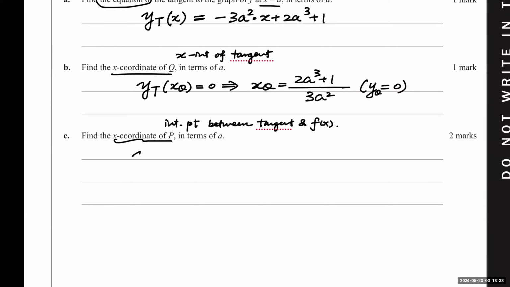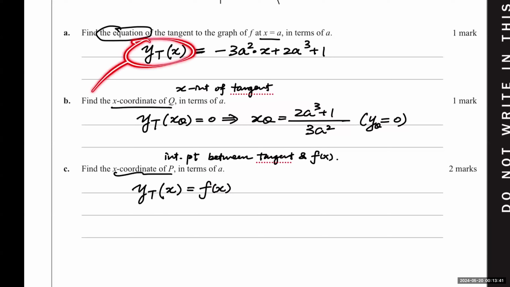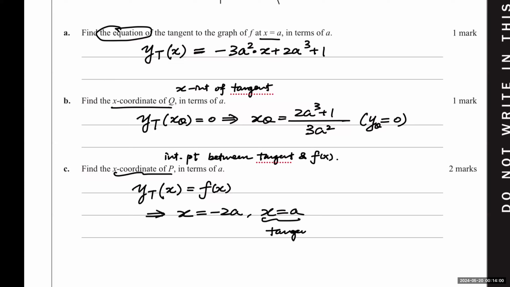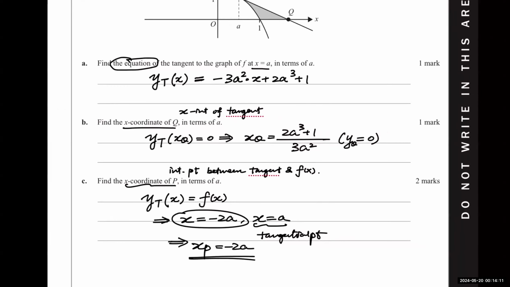X-coordinate of p. So let yt of x equal f of x. This yt refers to whatever you write here, okay? Be consistent. Throughout the question, I can use yt of x to represent the same thing for all other remaining parts. And that solves for x equals minus 2a and x equals a. But this is the tangential point x value. So you need to identify xp equals minus 2a. This is the one you want, okay?